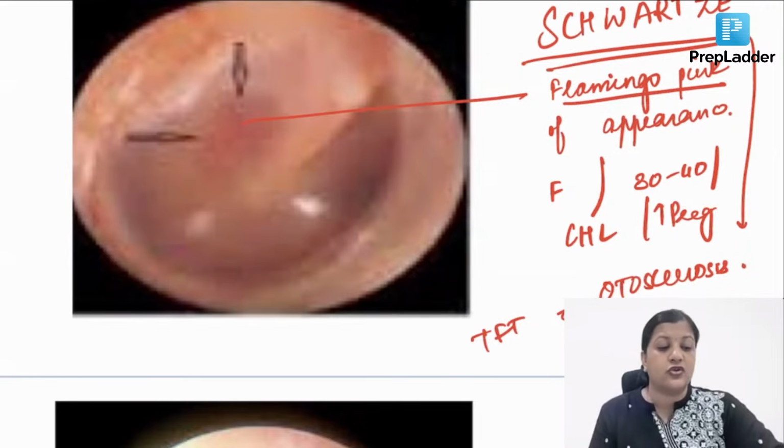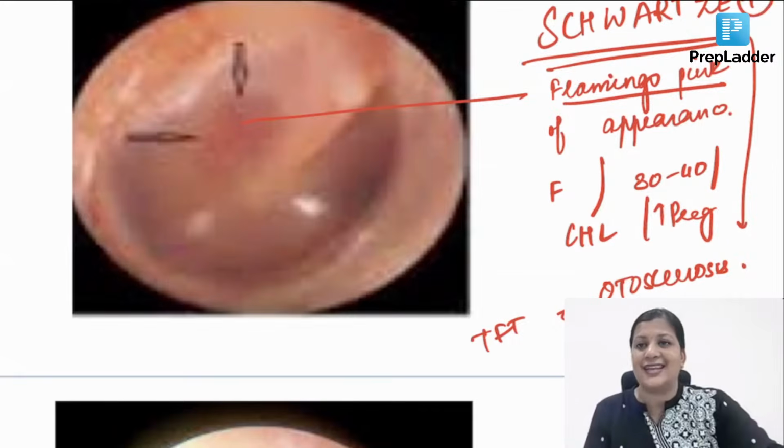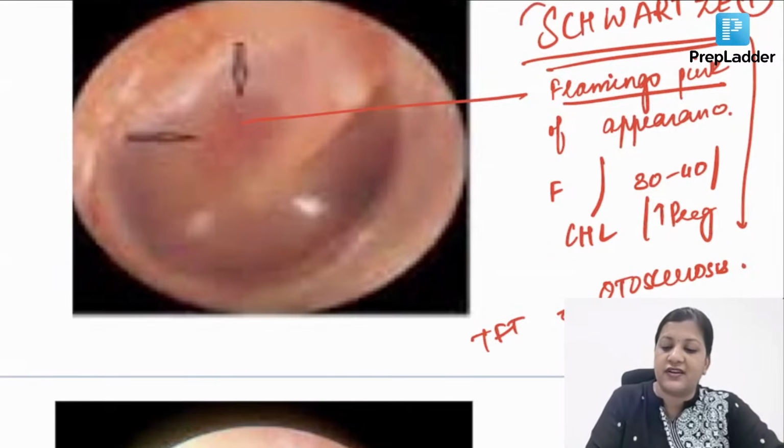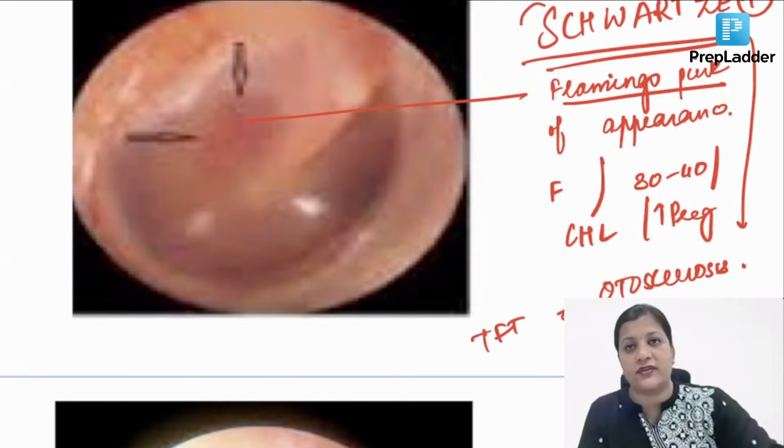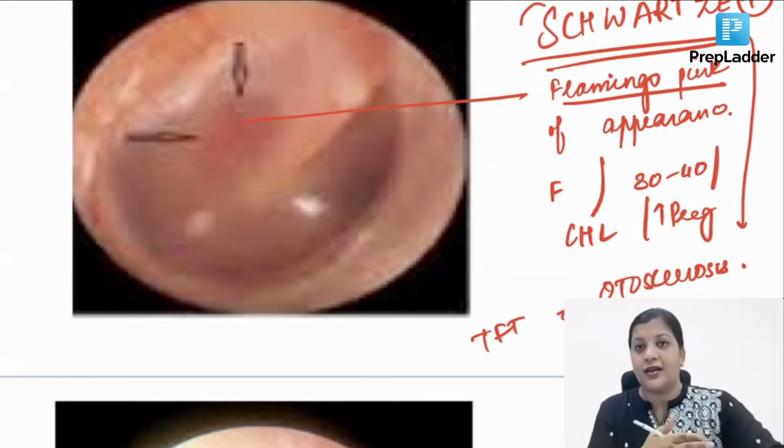Treatment, again, sodium fluoride is given only if the Schwartz sign is positive and there is an active focus. If it is positive, it means that there is an active ongoing disease, then you can give sodium fluoride. Otherwise, you don't give sodium fluoride in an inactive disease. Okay, then the treatment is either hearing aid or surgery. Surgery is stapedectomy or stapedotomy with placement of prosthesis.